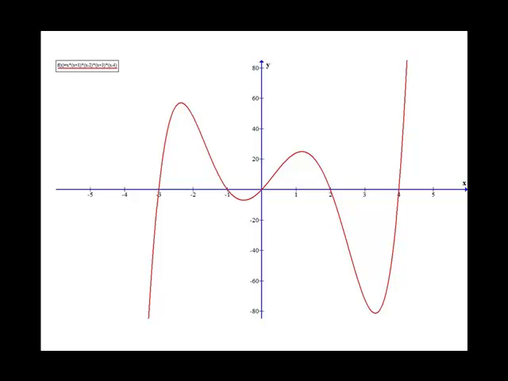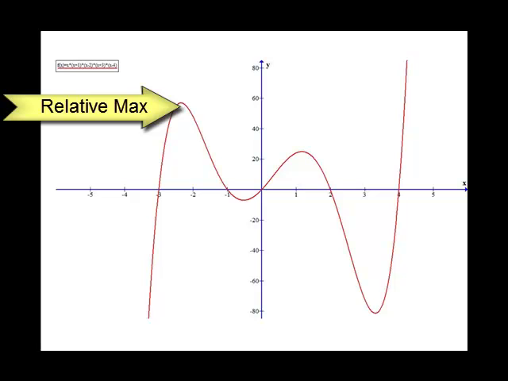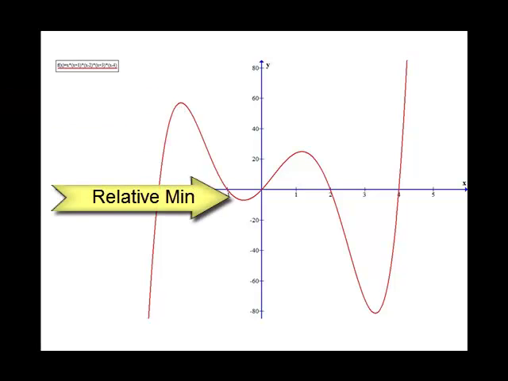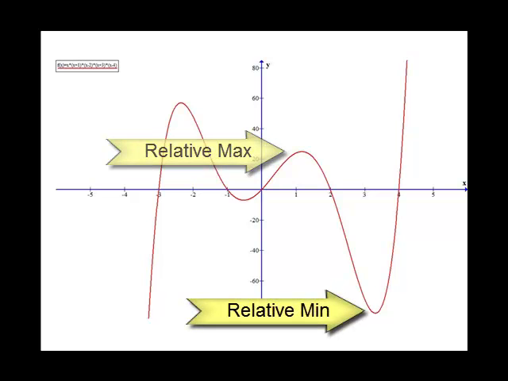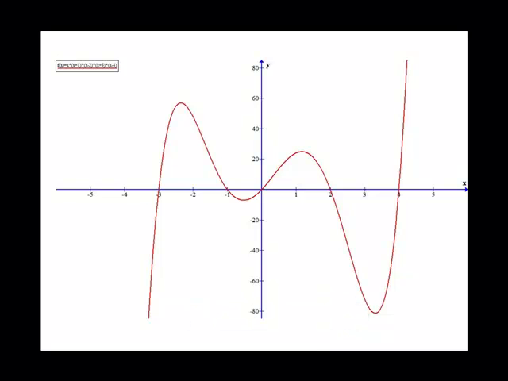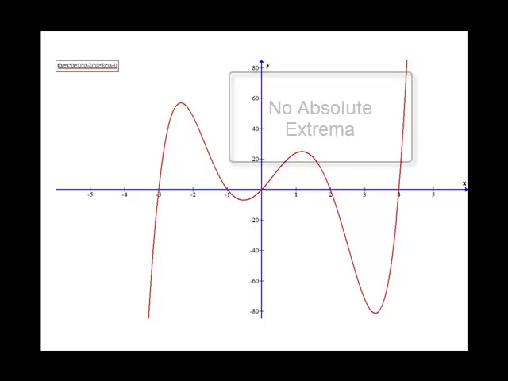This graph has a little bit more going on. What we see is that it increases and then decreases, so we have a relative max. We have a relative min at about -1/2. We have another relative max just past 1, and we have a relative min at a little bit past 3. Now, we do have relative extrema, but as you can see, this graph increases without bound and decreases without bound, so there's no absolute extrema.